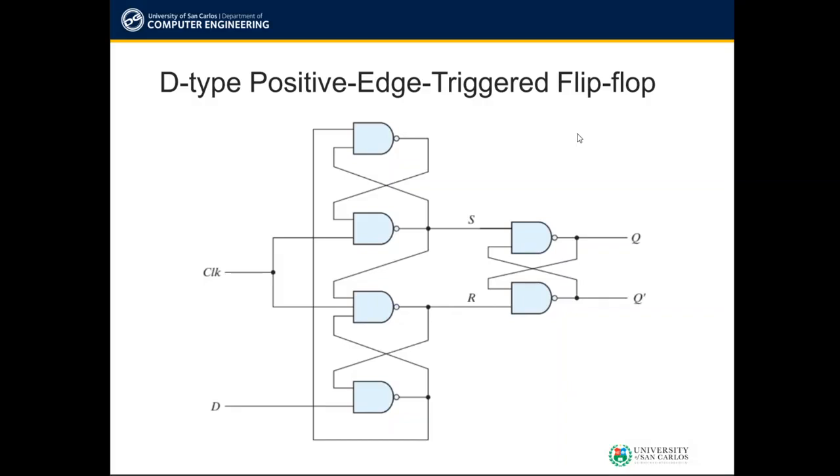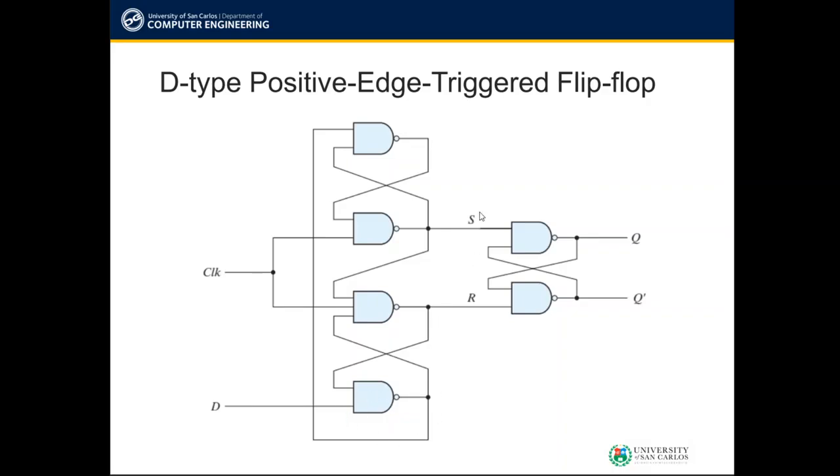So aside from that one, you can also create a D flip-flop using NAND gates here. This is the equivalent NAND gate of your D flip-flop using the SR latch. This is a positive edge triggered flip-flop. So the clock is triggering these NAND gates, and then the input is on this side.